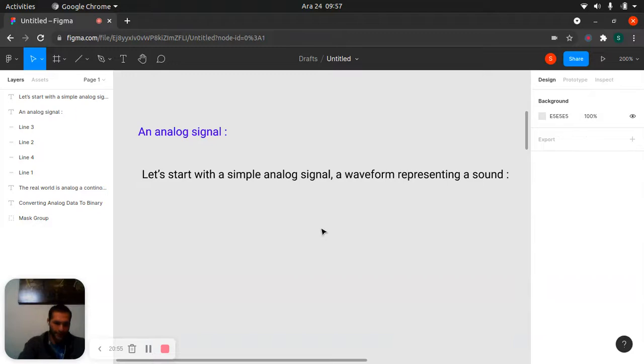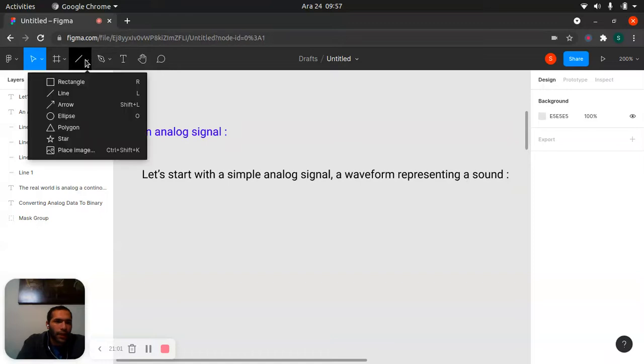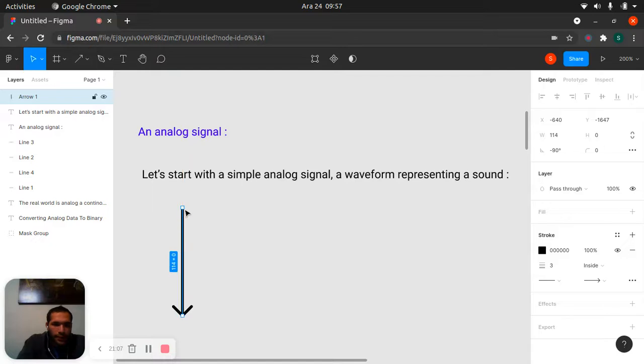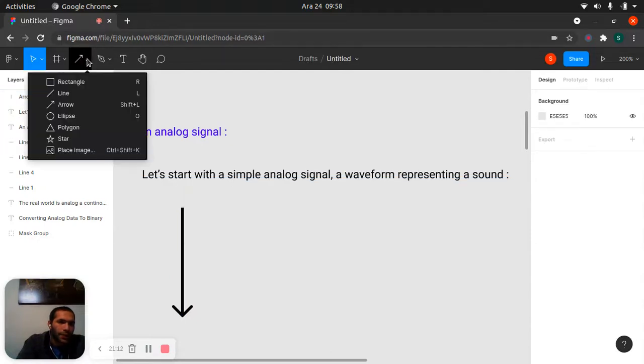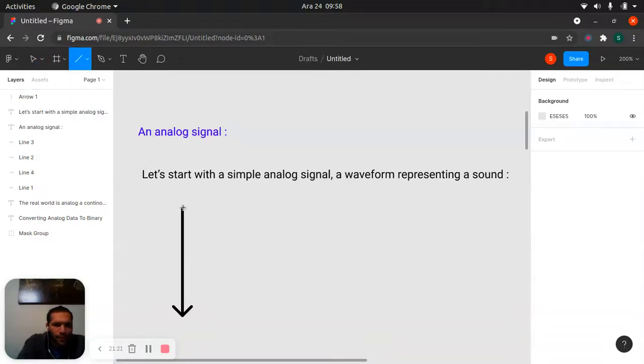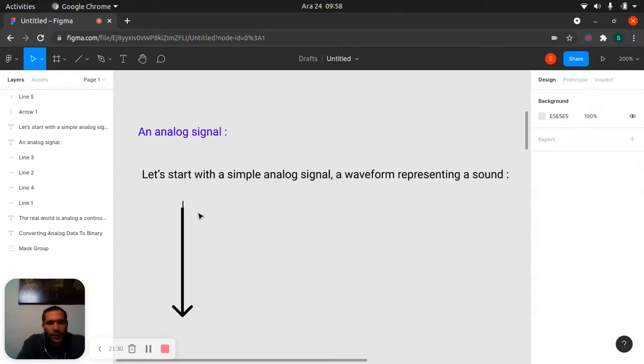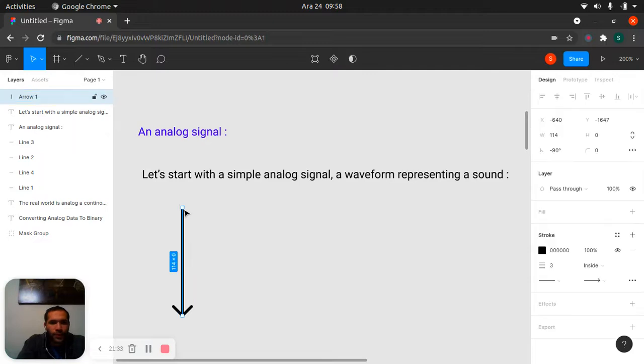Waveform representing a sound. Like that. Let's come here. Where is our arrow? It's here. Let's do it like that. Maybe also for here we can put, I don't know, maybe I can put two here, one more. No, it's not good here. Let's take it back. I want to put more arrows here, but I don't know why it's not happening.